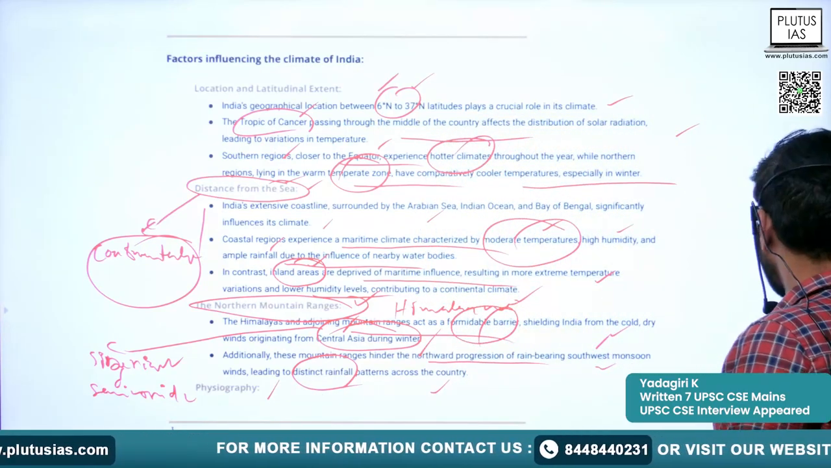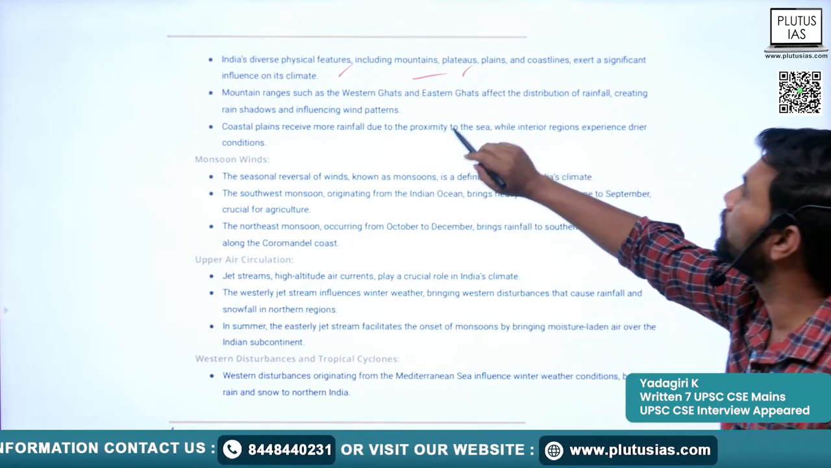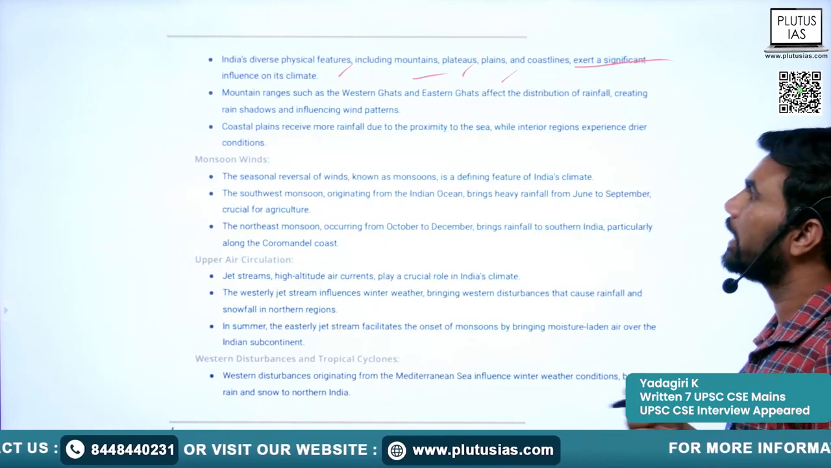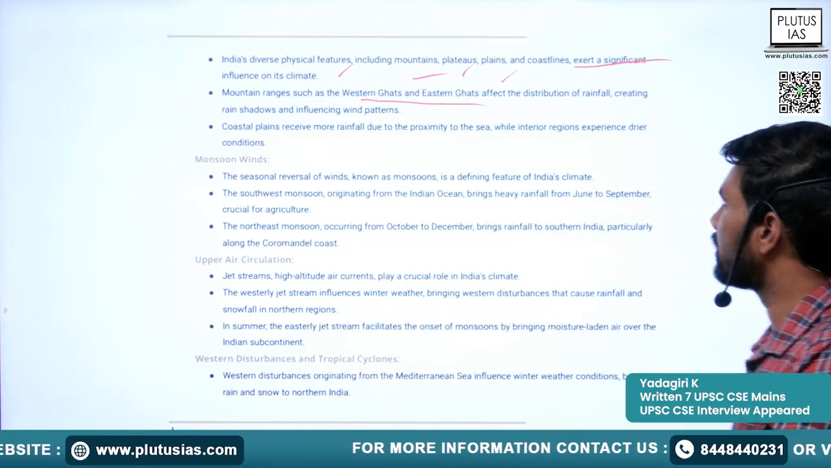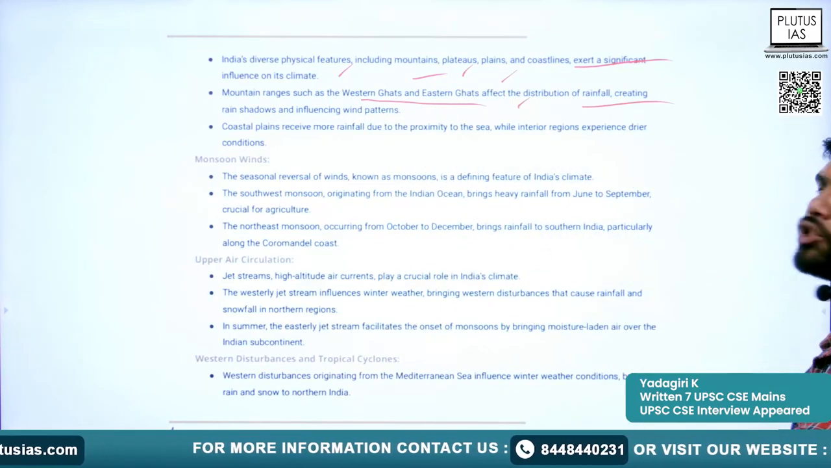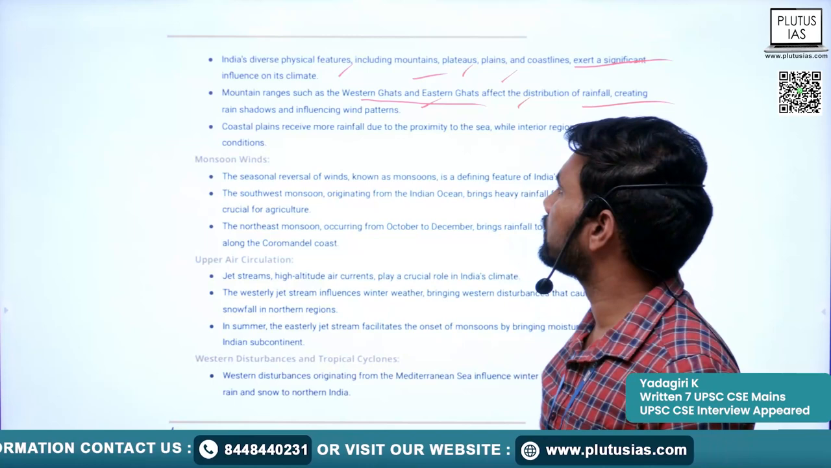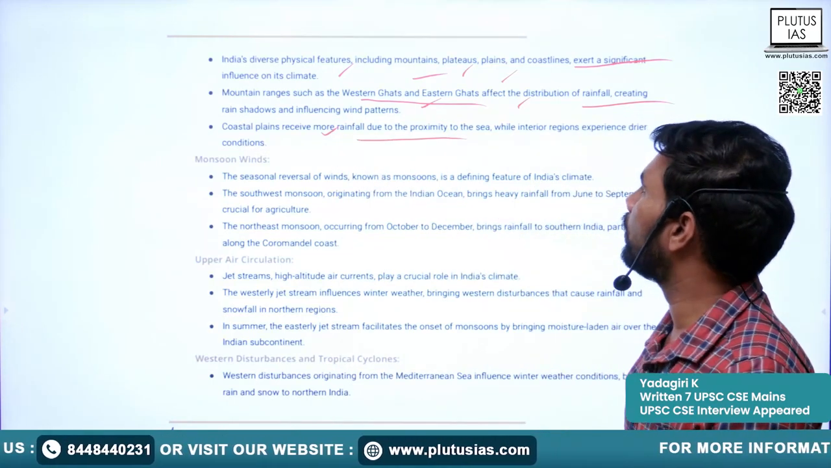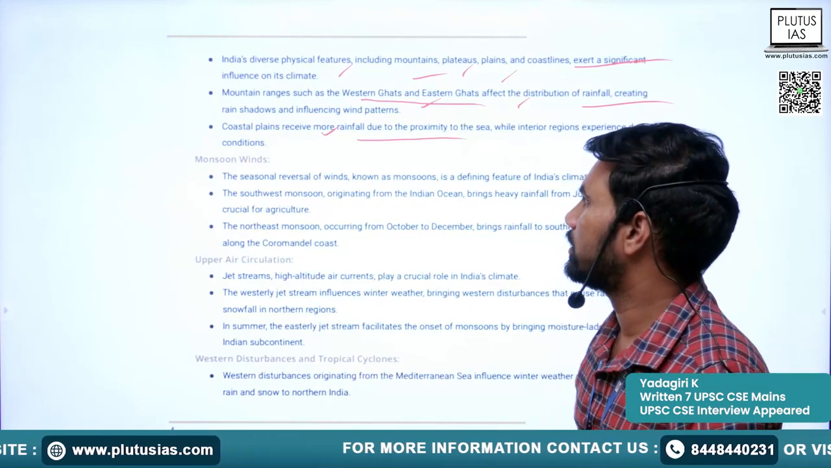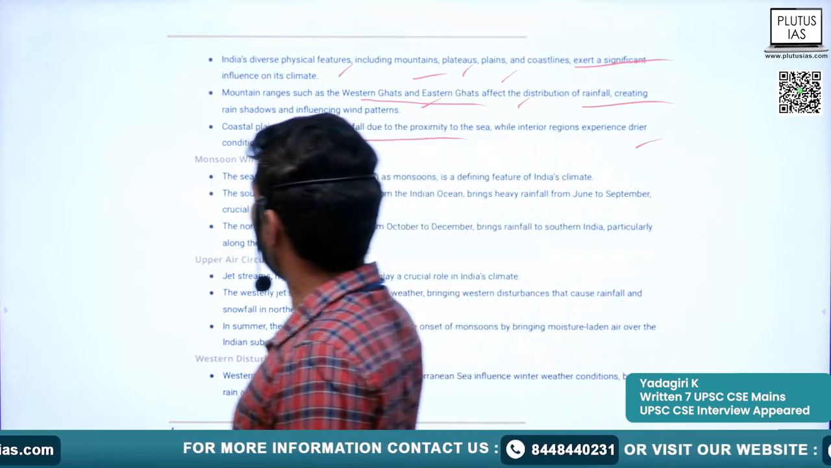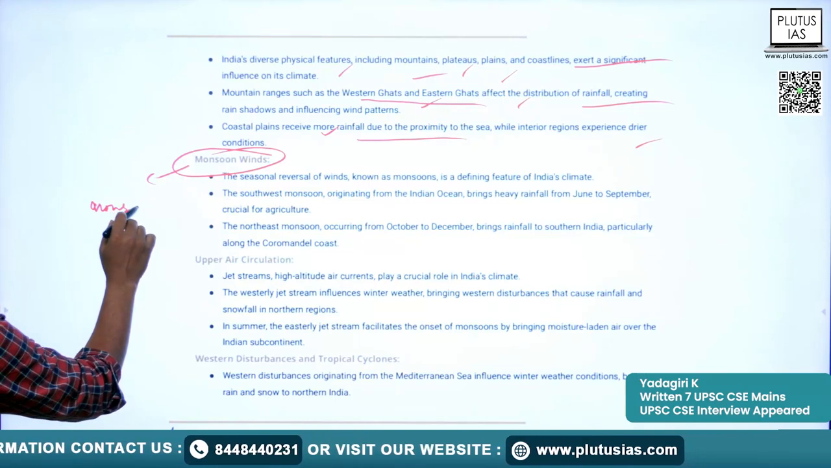Next factor that is impacting the climate is physiography. India's diverse physical features, including mountains, plateaus, plains, and coastlines, exhibit a significant influence on the climate. Mountain ranges such as the Western Ghats and Eastern Ghats affect the distribution of rainfall, creating rain shadow areas and influencing the wind patterns. The coastal plains receive more rainfall due to proximity to the sea, while interior regions experience drier conditions. Another important factor that is influencing the climate is monsoons or monsoon winds.